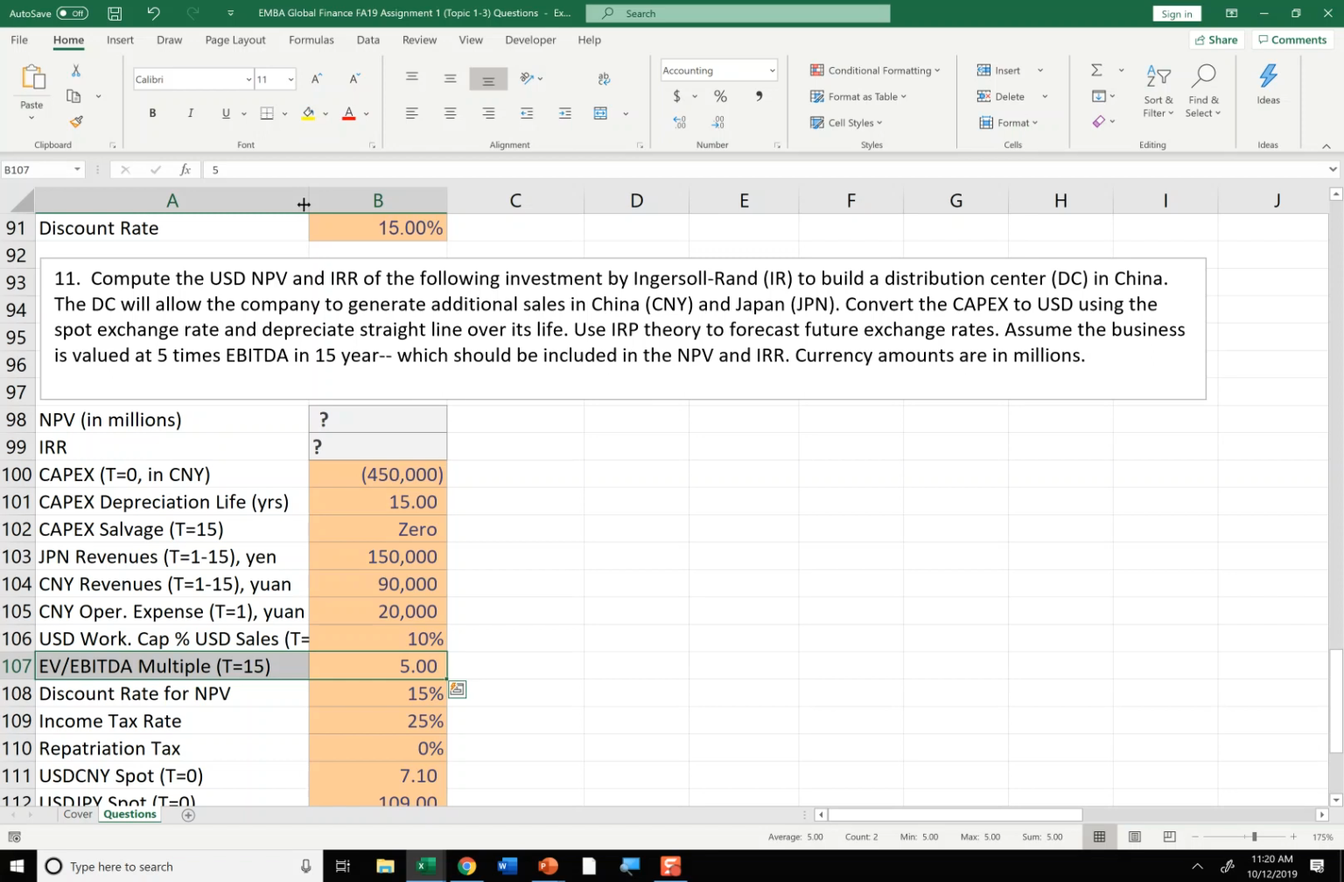So what you're needing to do is calculate the cash flows for 15 years by getting sales minus operational expenditures, converting them back to US dollars. Convert the Capex to US dollars and get the depreciation. That's going to give you EBIT. And then take out the taxes. That's going to give you after-tax EBIT.